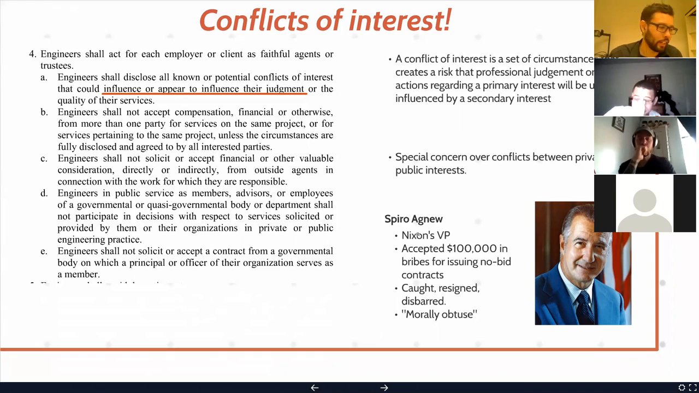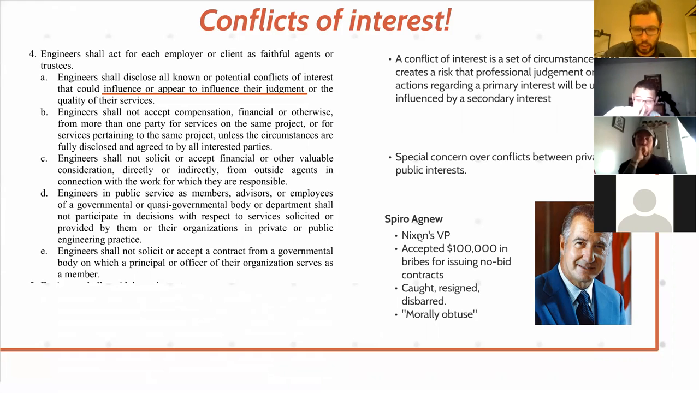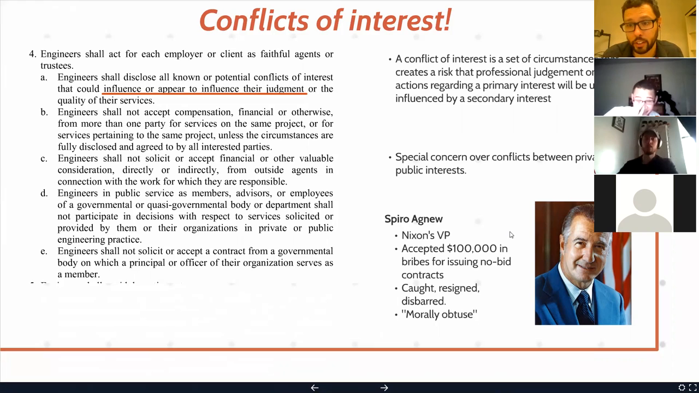Agnew was issuing these no bid contracts. It's a huge conflict of interest. He was caught and he was forced to resign. He was also disbarred. When he was disbarred, the judge called him morally obtuse. And this is something that's happening right at the top of government. We can look at Chris Christie also for all sorts of unethical behavior along these lines, accepting contract bids and giving out handouts to his friends, accepting gifts and so on.